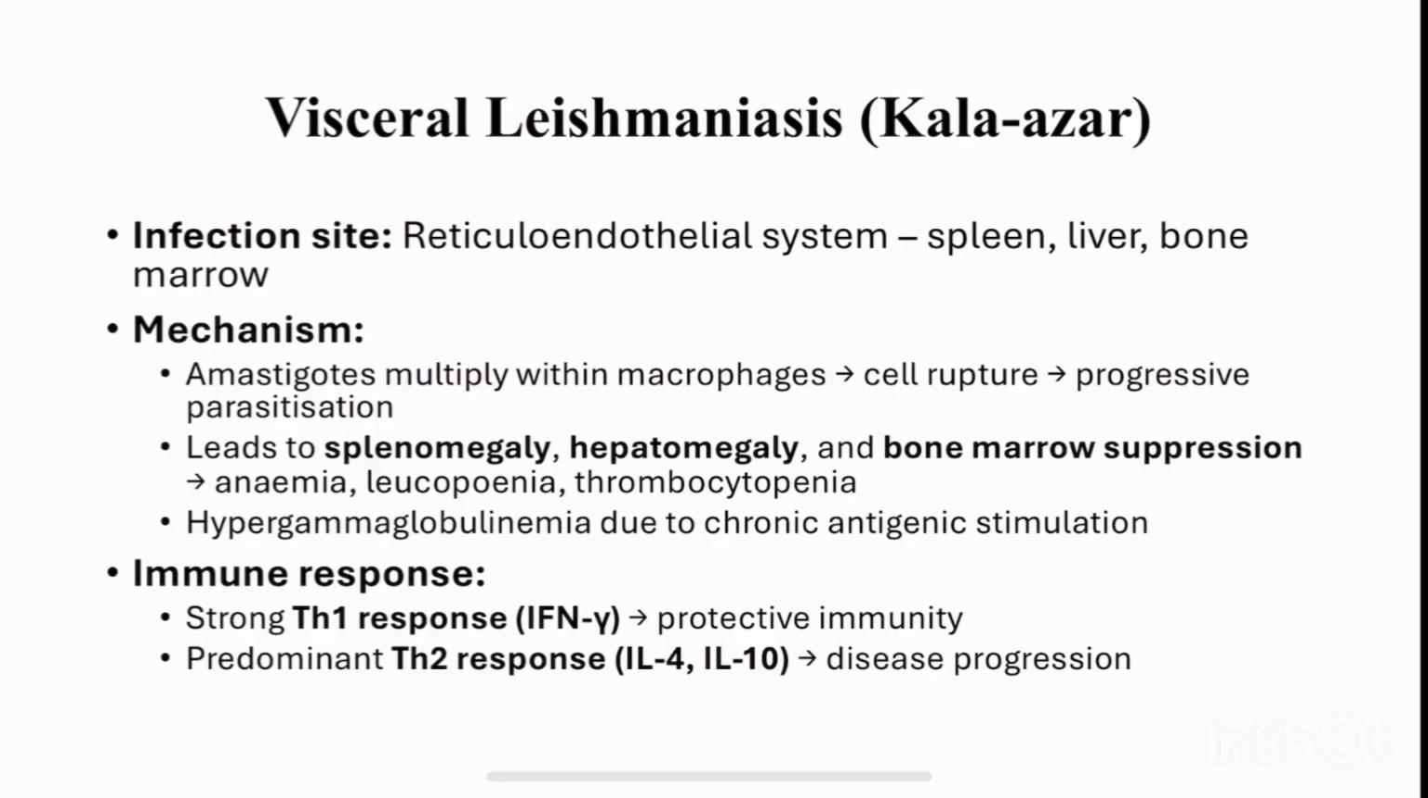Now the other type of response that we can see because of host immunity is the T helper 2 response. This will be mediated by the release of interleukin 4 and interleukin 10. This is mediated by polyclonal B cell activation, which will lead to hypergammaglobulinemia, and this will be humoral immunity. This will be seen during the active phase of the disease, whereas T helper 1 is mainly seen during the healing phase or the later phase of the disease.